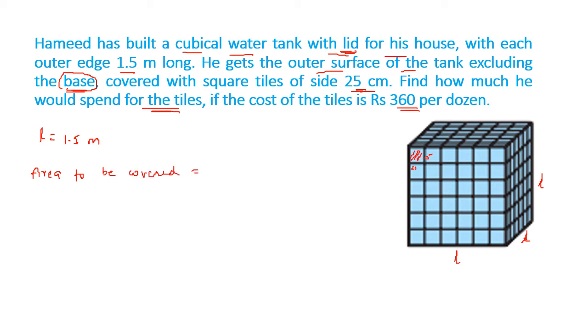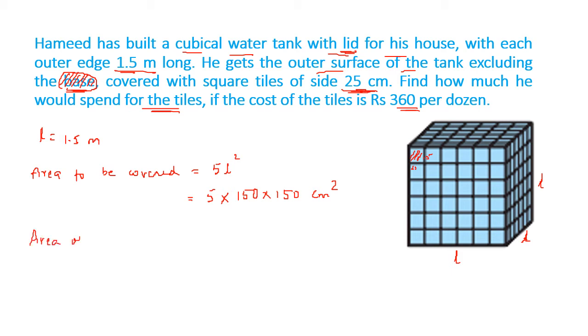Now we know that the total surface area is 6L square, but it is not covering the base. The base lies on the floor, so leaving out the base, the other area to be covered is 5L square. That will be 5 into 1.5 meter. Now since the tile is in centimeter, we will convert this meter into centimeter, so I will write 150 into 150 centimeter square. So that is the area to be covered.